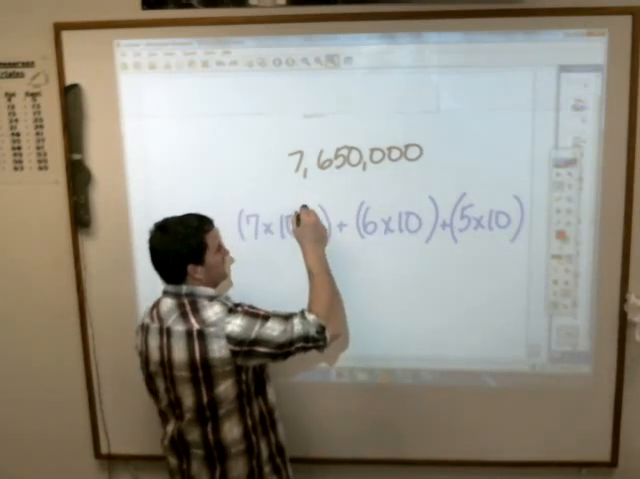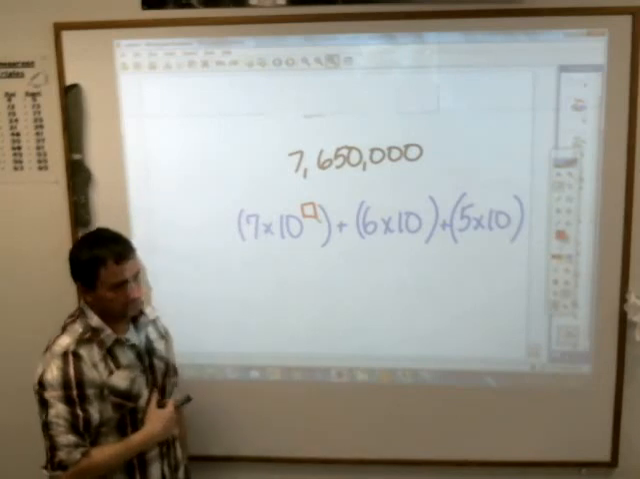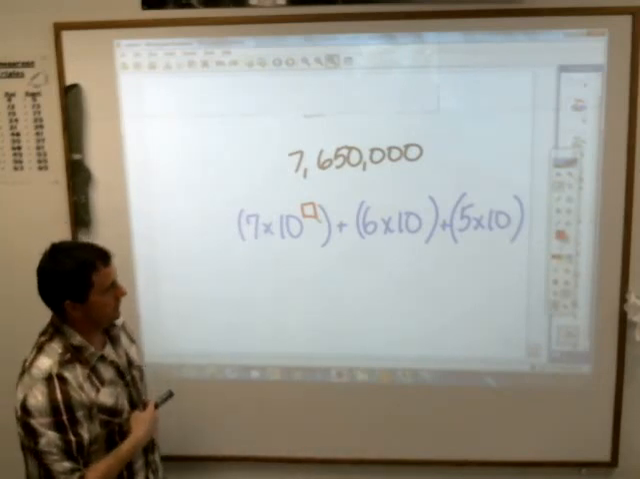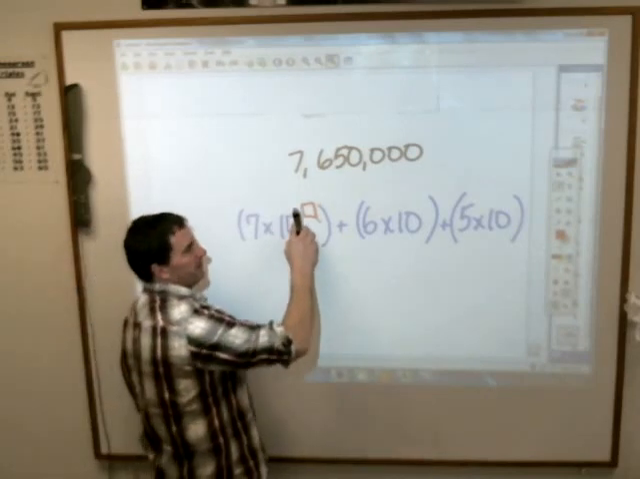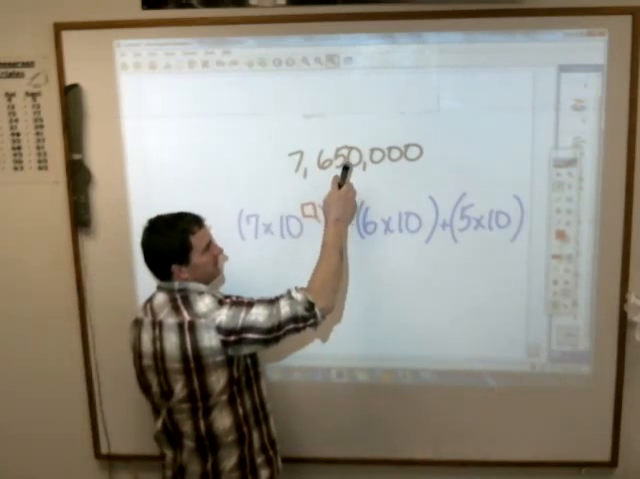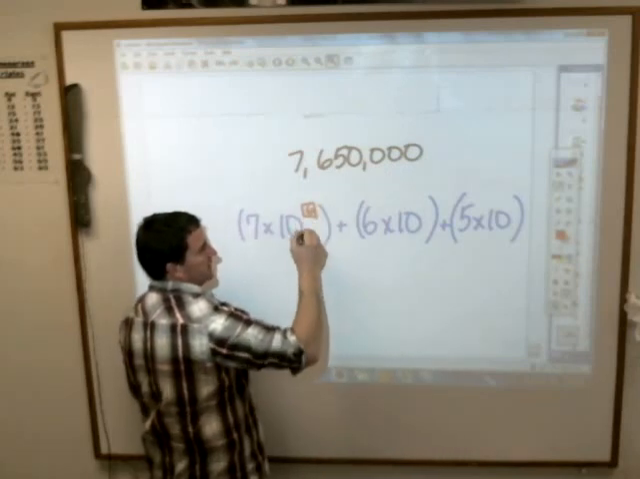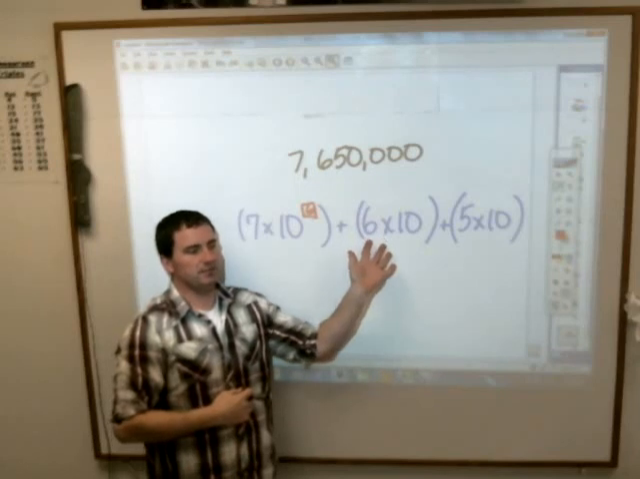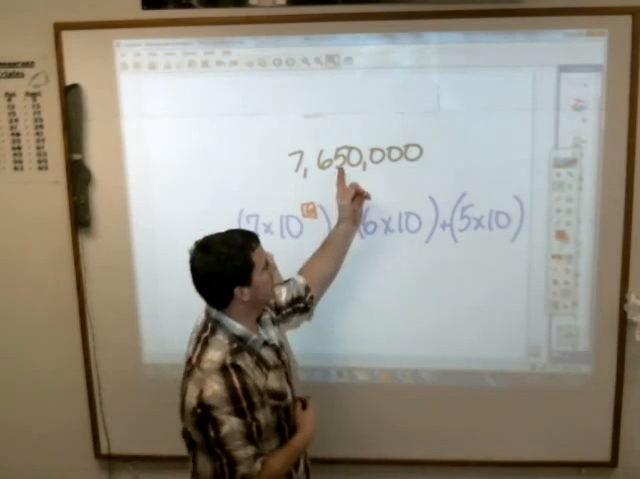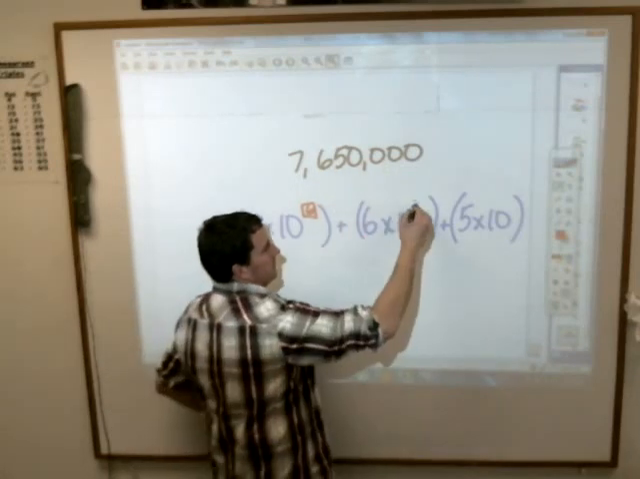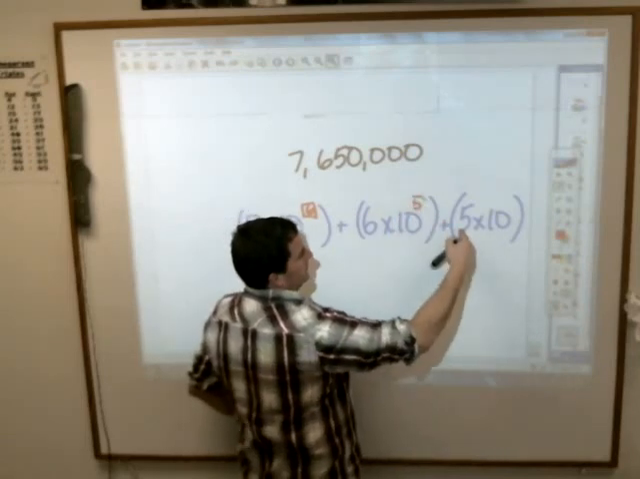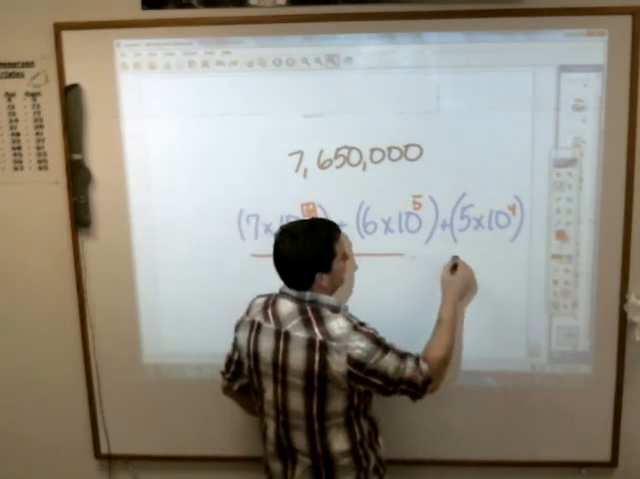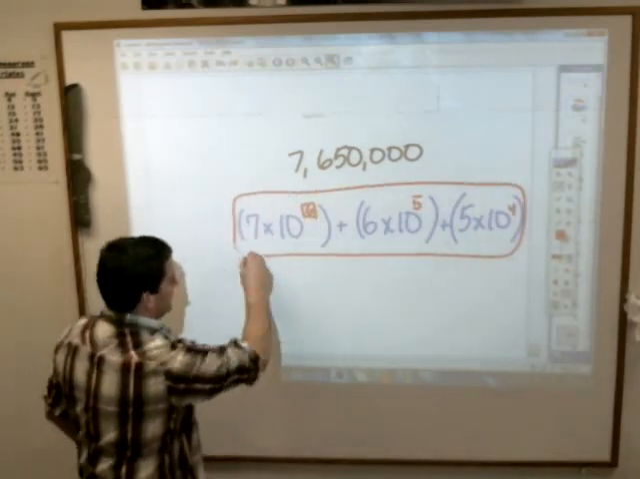What is the exponent of that 10 going to be? And what's an easy way to figure it out? It is 6. A simple way to think about it is however many digits are after the 7, that's the exponent, because that makes that 1,000,000. Same thing with 6. How many digits come after the 6? 1, 2, 3, 4, 5. So this is 10 to the 5th power. How many digits come after the 5? 4. So this is an expanded form using exponents.